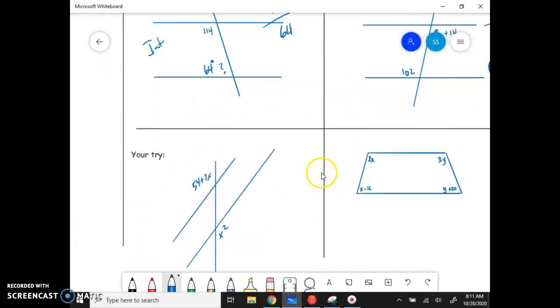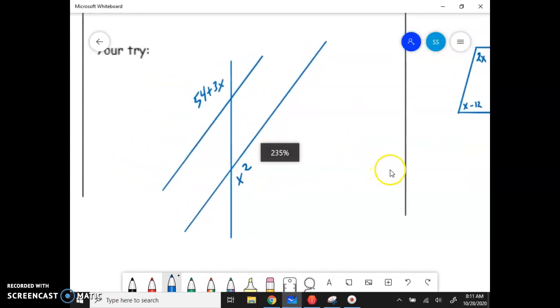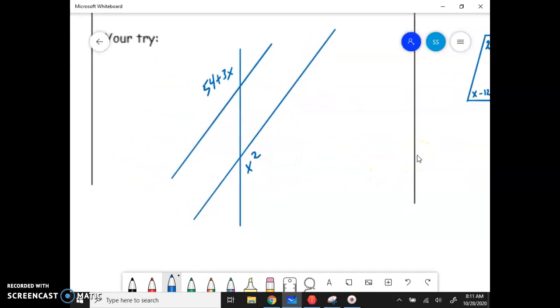All right, it says you try, but this one's a little bit different, so I'm going to just go through this one for you guys. First, we need to recognize what kind of angle pairs they are. Well, this is the interior in here, so this is exterior and exterior, and they are on alternate or opposite sides of the transversal. So this would be alternate interior angles, and alternate interior angles are congruent. So we're just going to set these up equal to each other.